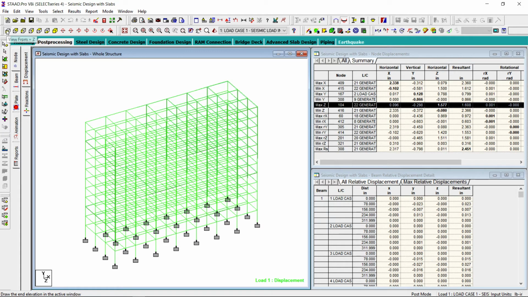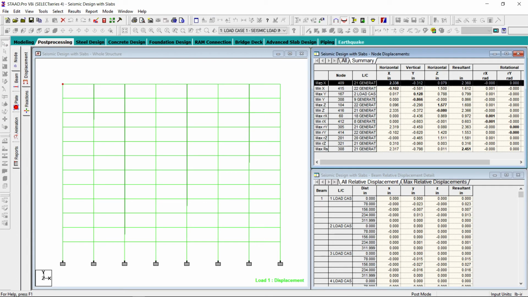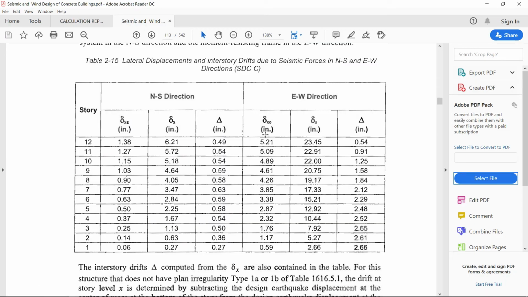East-west direction means this is the east-west direction. Here the maximum deflection will be along the x-axis. The maximum deflection along the x-axis is this, at node number 409, which is 2.238 inch. But here the deflection is 5.21 inch. That's a big difference. And here is where I started losing my confidence in STAAD.